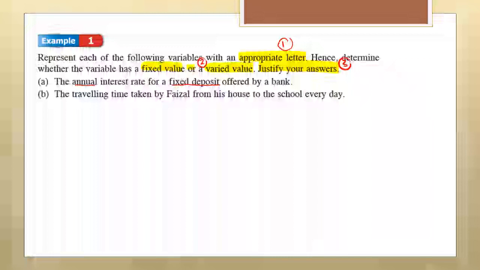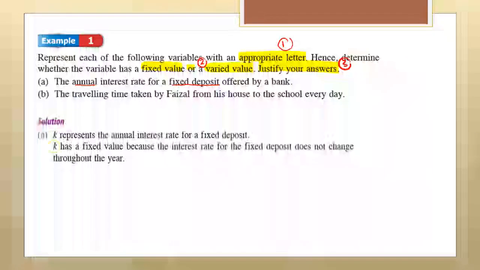So first task, to represent it with appropriate letter. Okay, so you already represent it with K. There, you get the first task done. And the second task, you're going to say whether it has a fixed value or varied value. So it is a fixed value. Okay, K has a fixed value. So this is the second task.